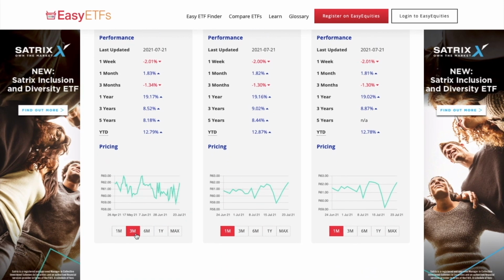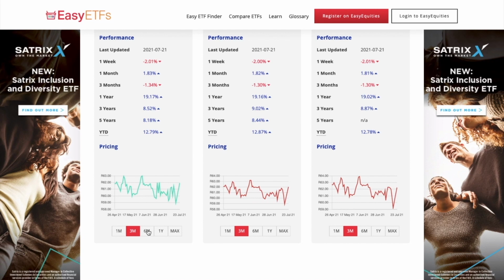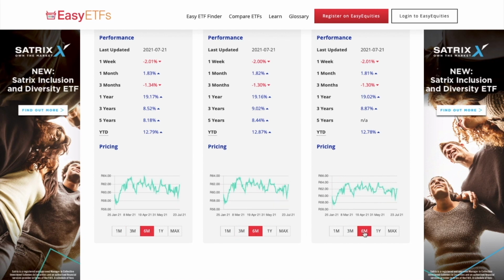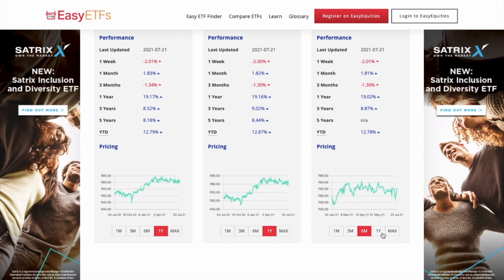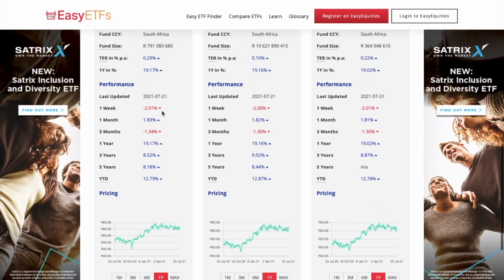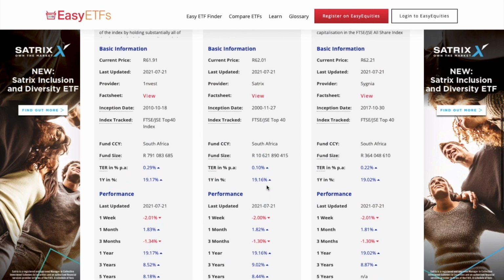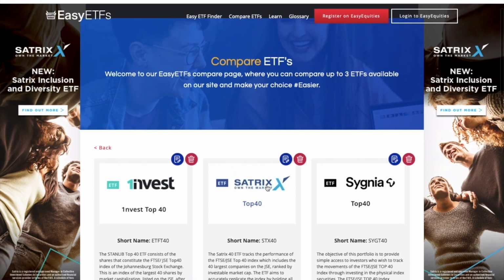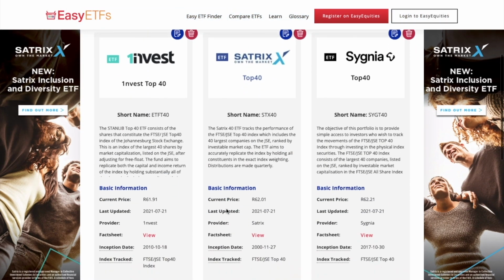We can also have a look at the performance. And if we change these charts around, you can see that they all look fairly similar because they all track the same index. Even if we look here at their weekly performances, 0.1, 0.0, so the differences are very, very slight. If we look at year to date, actually Satrix has outperformed the other two, and it's the cheapest. So if I was to buy a JSE Top 40 ETF right now, it would be the Satrix Top 40. Let's have a look at the fact sheet.